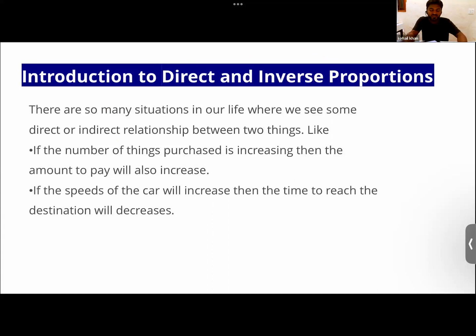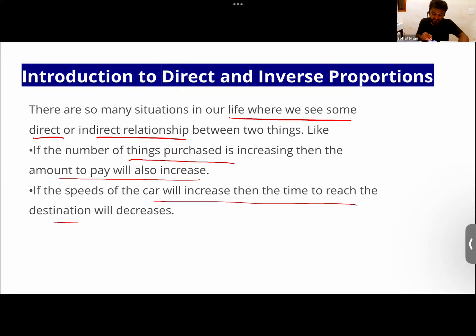So look, there are so many situations in our life where we see some direct or indirect relationship between two things. For example, if the number of things purchased is increasing, then the cost will also increase. The amount to be paid will increase. If the speed of the car increases, then the time to reach the destination will decrease. So there's an inverse relation in the second case, while in the first case, there's a direct relation.